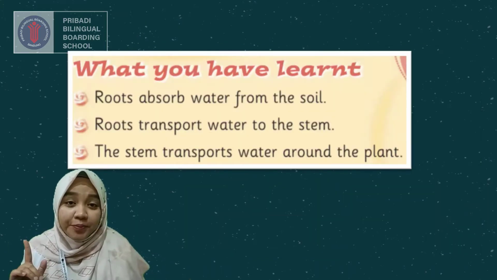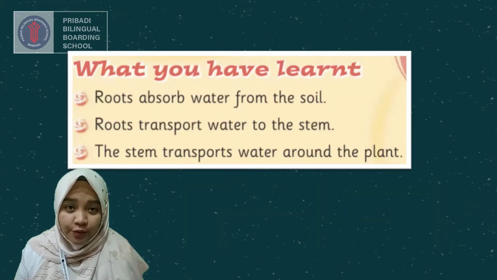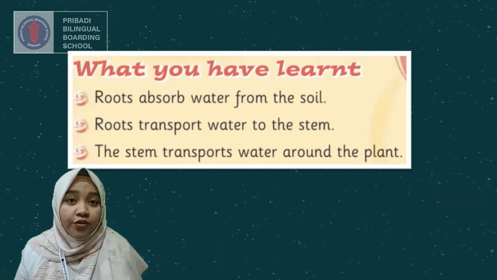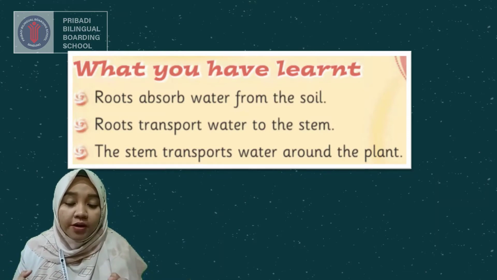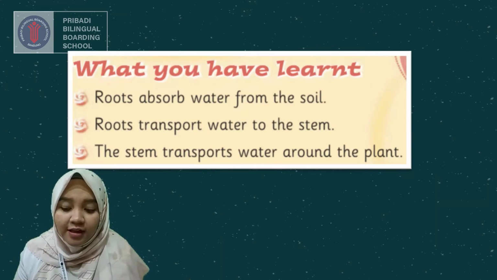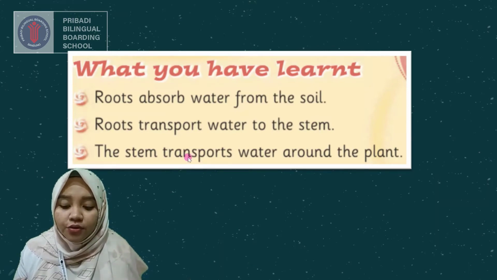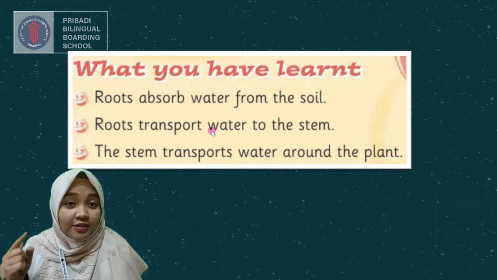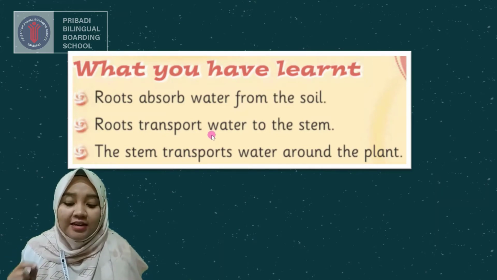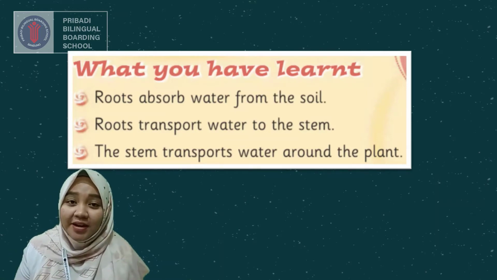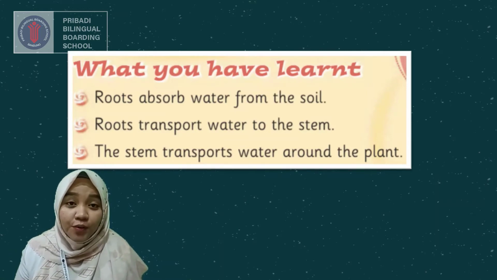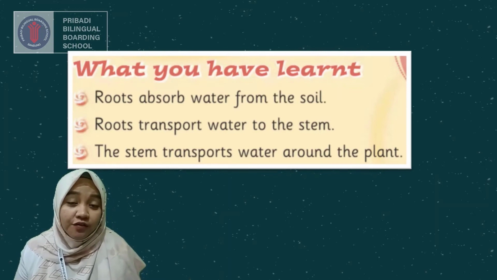Okay, let's repeat one more time. So the transporting of water in a plant starts with the roots absorbing the water from the soil, and then the roots transport the water to the stem, and then the stem transports the water around the plant. Okay? Well then, after this, you're going to watch an investigation video, and let's see.